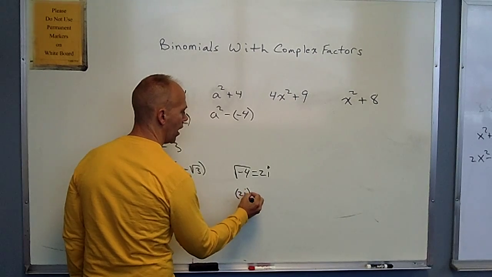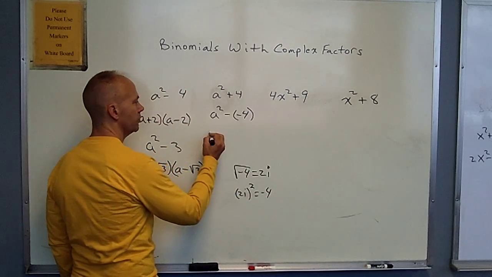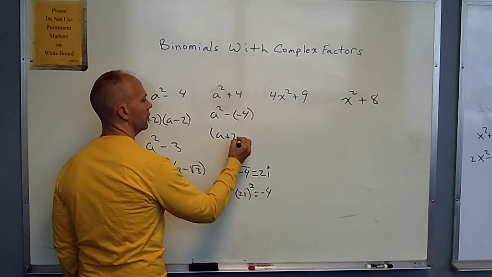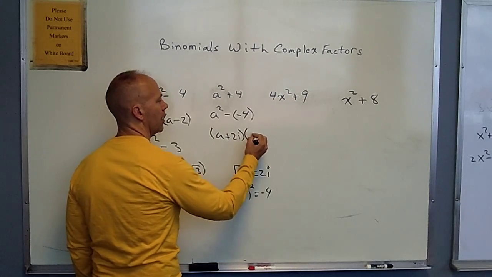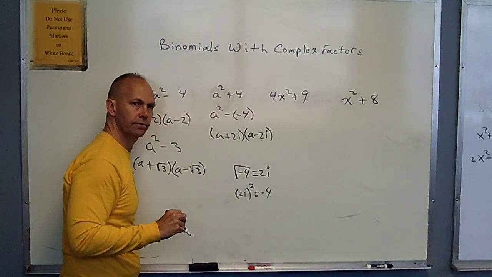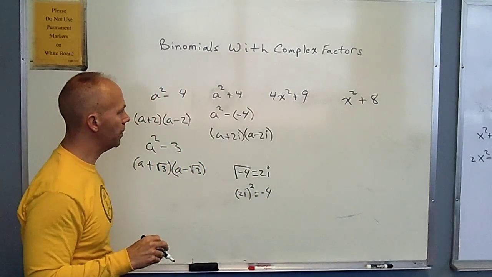So negative 4 I can rewrite as 2i squared. So this will factor into a plus 2i and a minus 2i. All right? Not too bad.